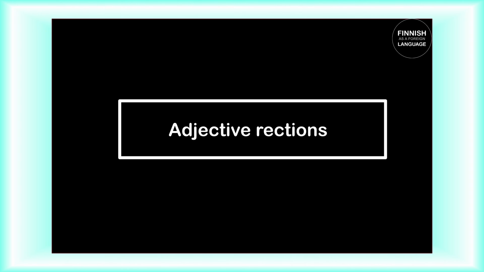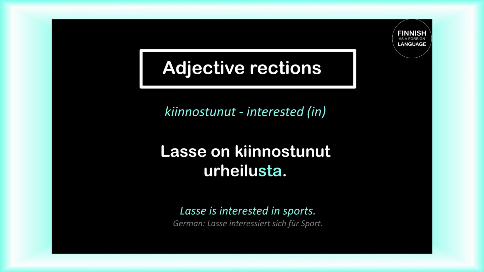All right, we move on to our next chapter, the adjective fractions. Here we're going to learn about adjectives that require the elative case. Our first one is kiinnostunut. For example, Lasse on kiinnostunut urheilusta means Lasse is interested in sports. On kiinnostunut means is interested. Urheilusta means in sports. So urheilusta here is the elative case of urheilu, which means sports. Let's repeat. Lasse on kiinnostunut urheilusta. Lasse is interested in sports.